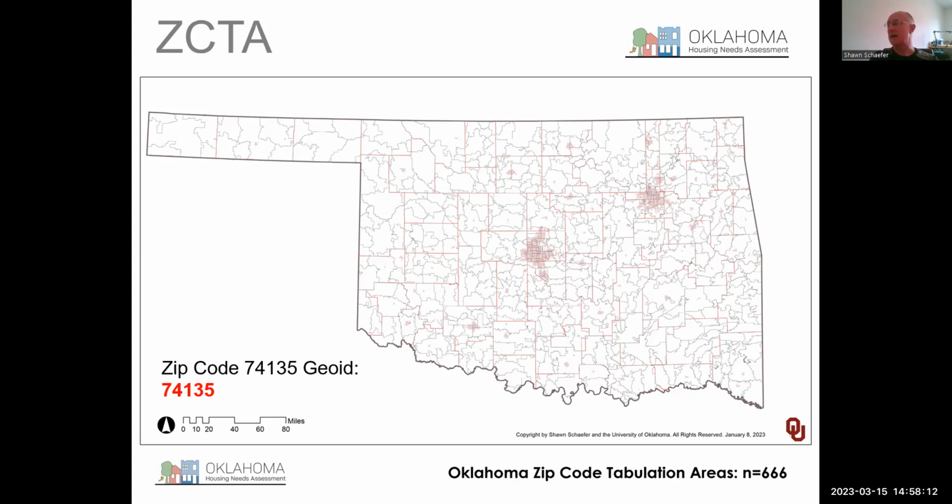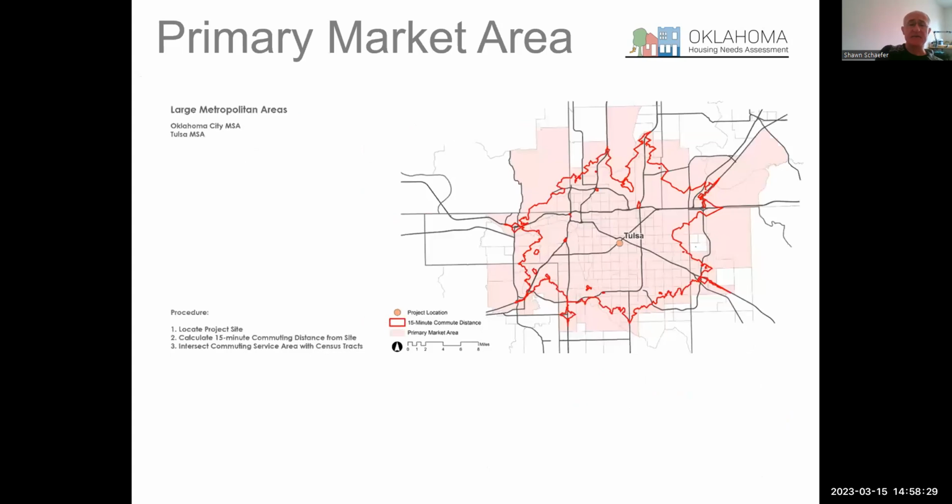I don't know how frequently we would use this geography, but I do know that in the OFA guidelines, there's at least one parameter that was identified by zip code tabulation area. So I thought I'd show it to you. We may use it a little bit. Okay, so that gives you a good kind of overview of the census geography.